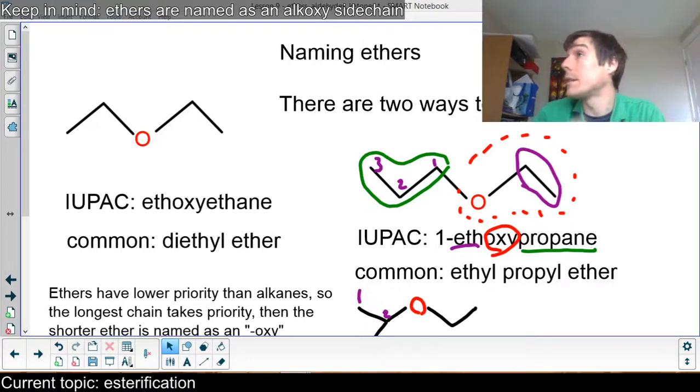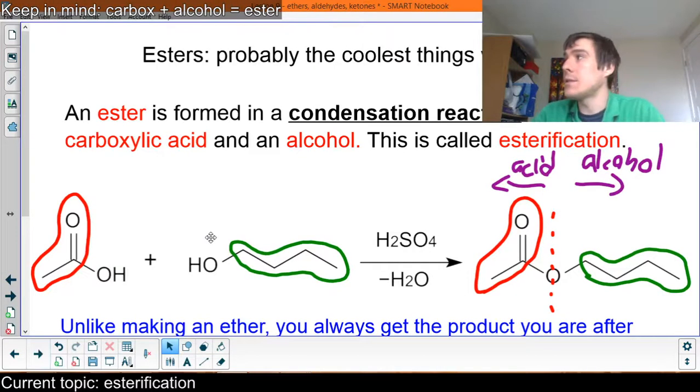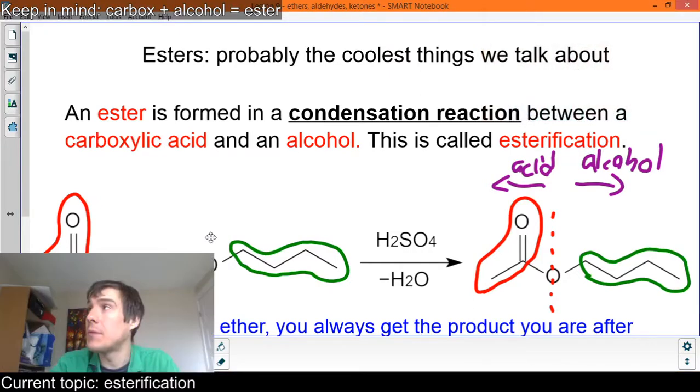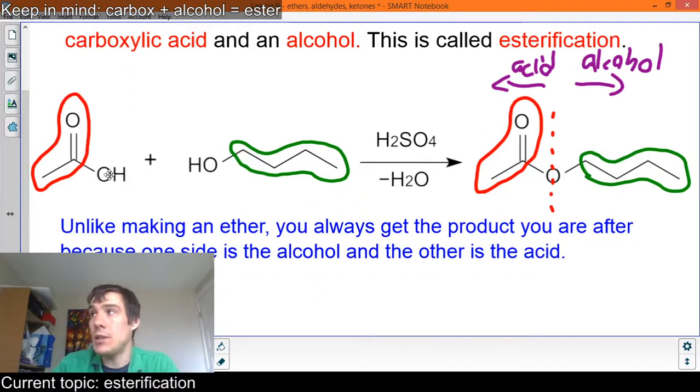And here's carboxylic acid plus alcohol equals ester. So esters. Esters are very, very cool. They're also formed in a condensation reaction, because we have an OH here and an OH here. So the OH is going to meet the H, those are going to go away, and we're going to leave the oxygen. So know that the oxygen is still here, one of the oxygens. We have water that came out. There's the water that came out.